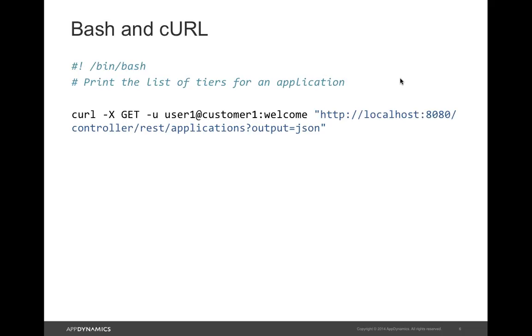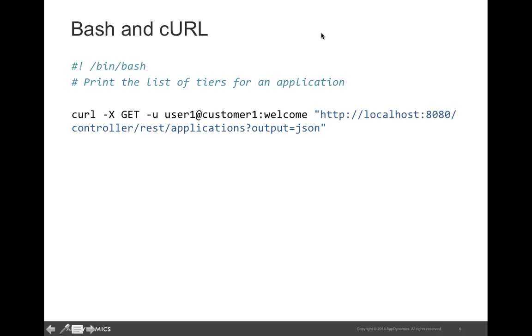So the first one, just a simple bash script using curl. Curl is installed by default on most flavors of Linux and Unix. If it's not, it's easy enough to download, and it's a command line utility for making web requests. Okay, so you can see here I'm connecting to a controller on localhost. Obviously, you would put in your URL to your own controller.